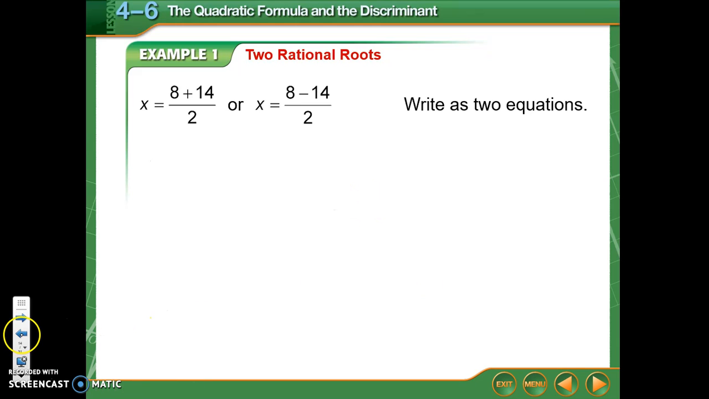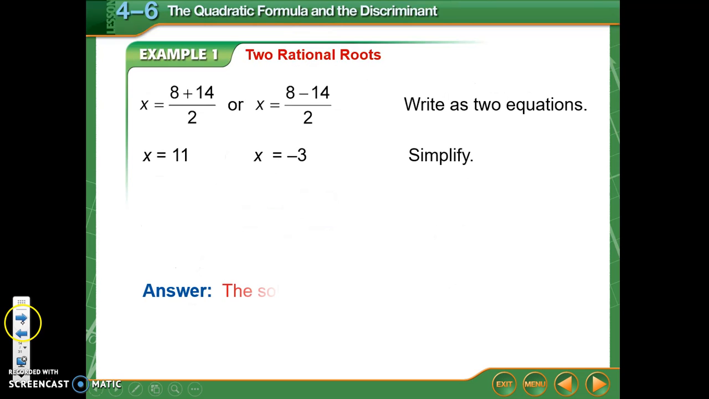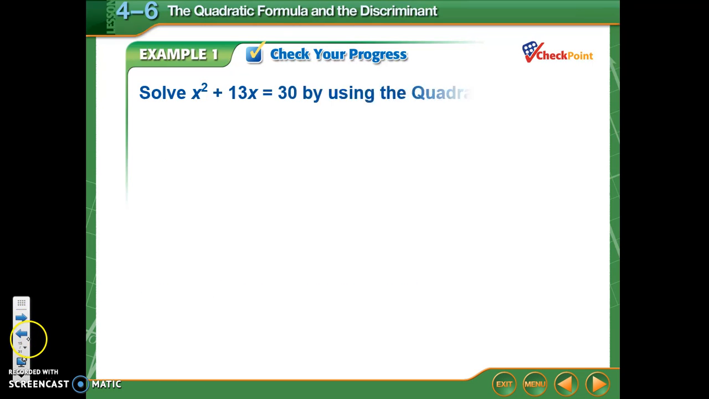And the reason that I get rational solutions is because this number under the square root, the 196, is a perfect square. So when the number under the square root is a perfect square, my solutions are going to be rational. All right, try this one.